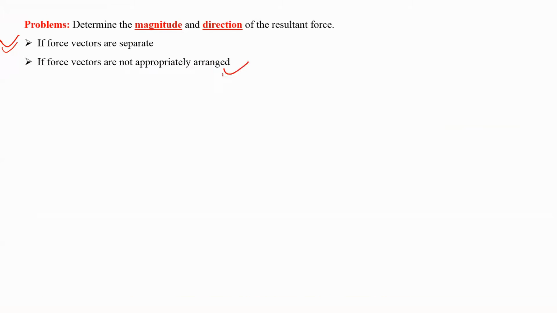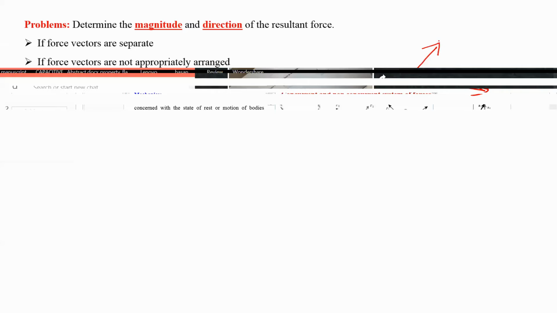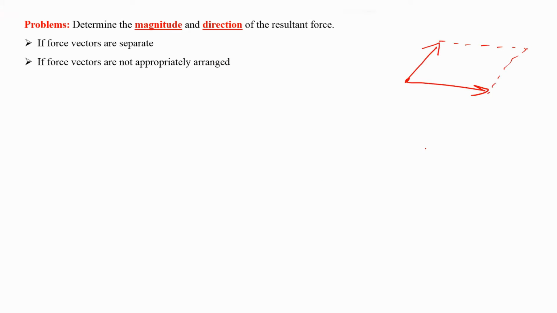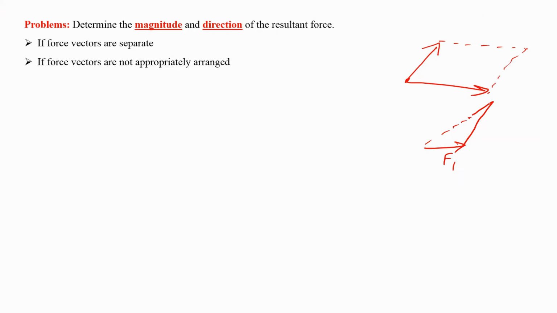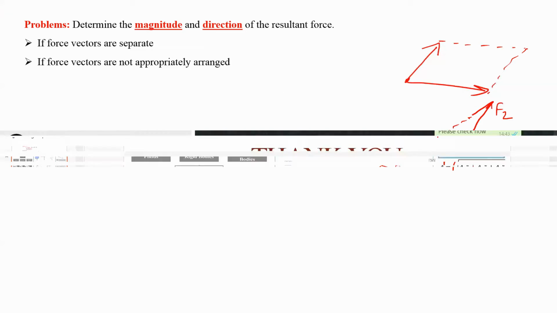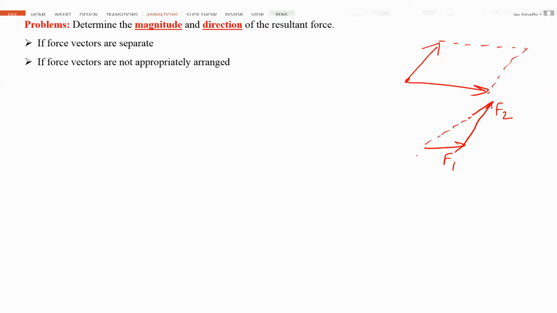Then another variation you may get is that the force vectors are not appropriately arranged. Okay, so how do we expect that force vectors should be arranged? We expect that force vectors should be arranged either in this form, so that we can apply the parallelogram law, or they may be provided in this particular order. So what is the order? This is the F1 force and this is the F2 force. Then we can easily draw the triangle, and we can apply the law of sines and law of cosines.